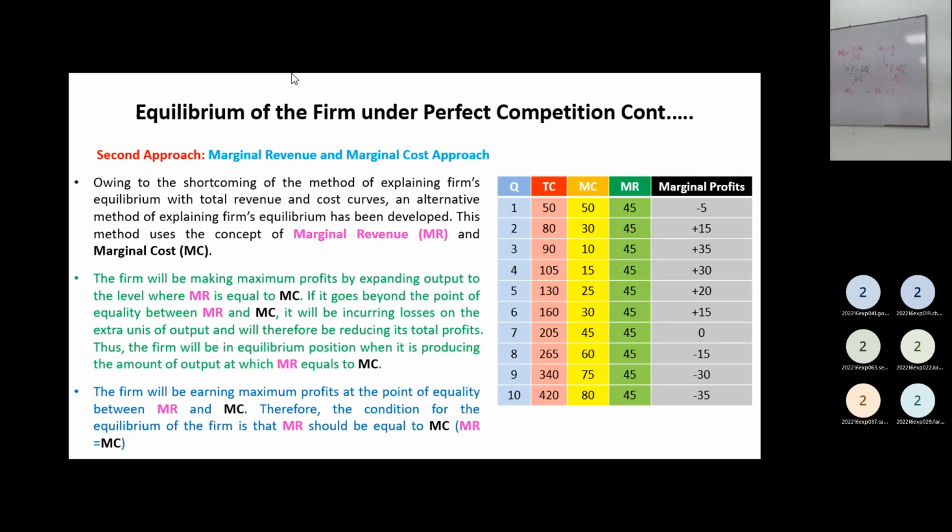Yes, online students, what do you think? What is the output level that the company would produce? 7. Output is 7. Is there any reason? At that point, sir, the marginal cost and marginal revenue will be equal. Okay, fine, good. So we will consider marginal revenue and marginal cost.